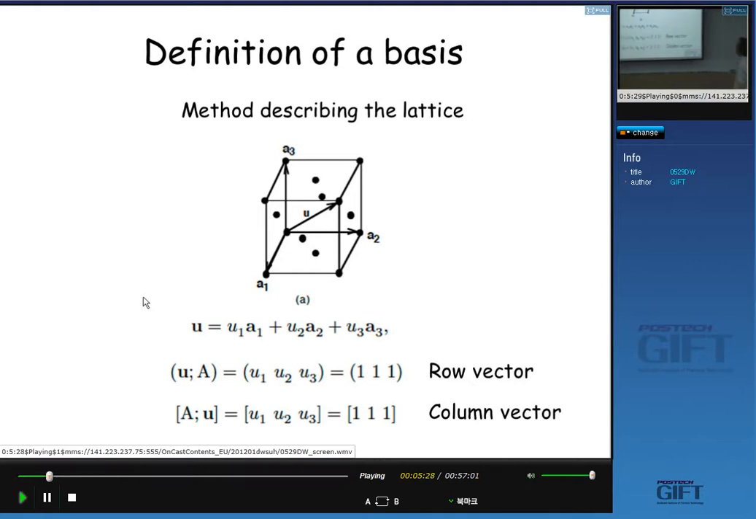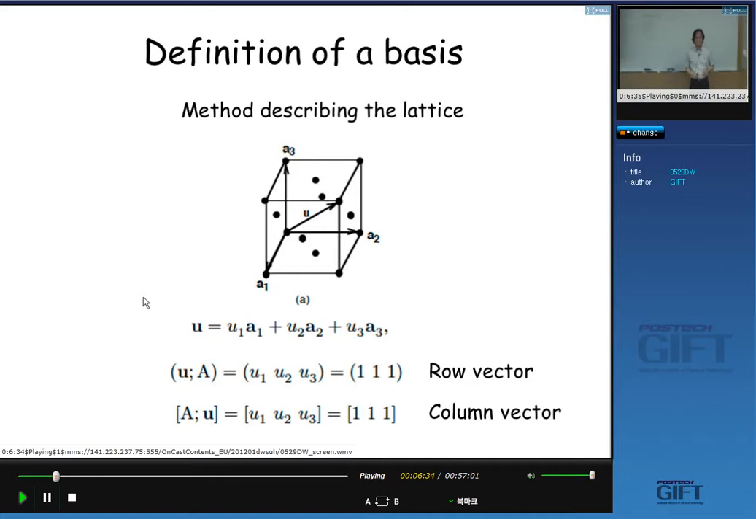And when we describe the row vectors, we will write the vector U with this notation. And when we define the column vectors, 1, 1, 1, we will follow this notation. So when you look at this parenthesis, you should understand that this is a row vector. But when you look at this symbol, you have to understand that it means a column vector. Even though we write the vector 1, 1, 1, in mathematical manipulation, when this notation appears, you have to understand that it represents the column vector, which is 1, 1, 1. Okay?